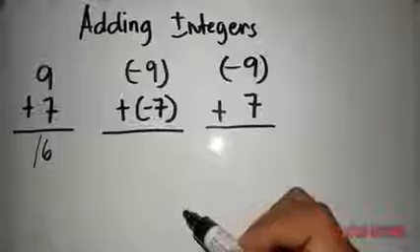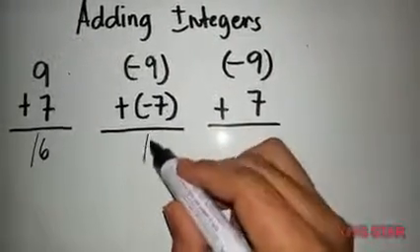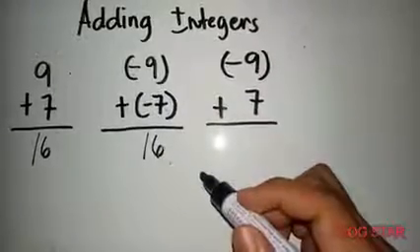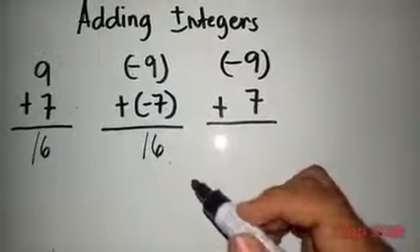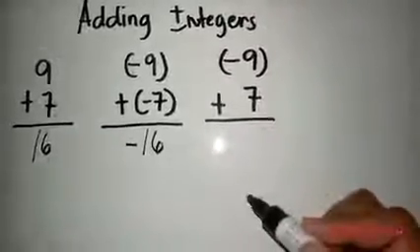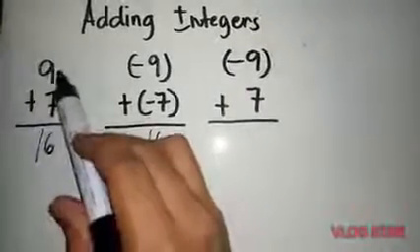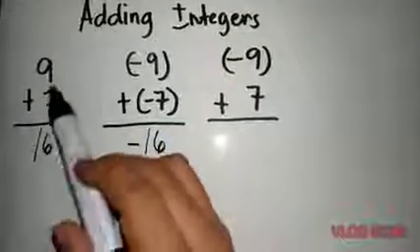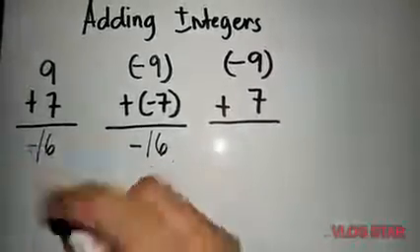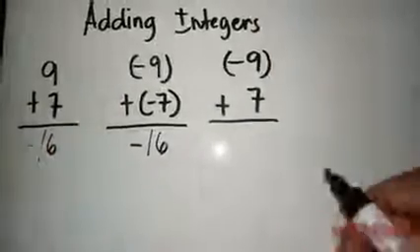So simply add, 9 plus 7, the answer is 16. Since both of the integers have a negative sign, then copy the negative sign. So you can see the difference. If it is both positive, simply add 16, then the sign, which is positive. But you don't need to put the positive sign all the time.